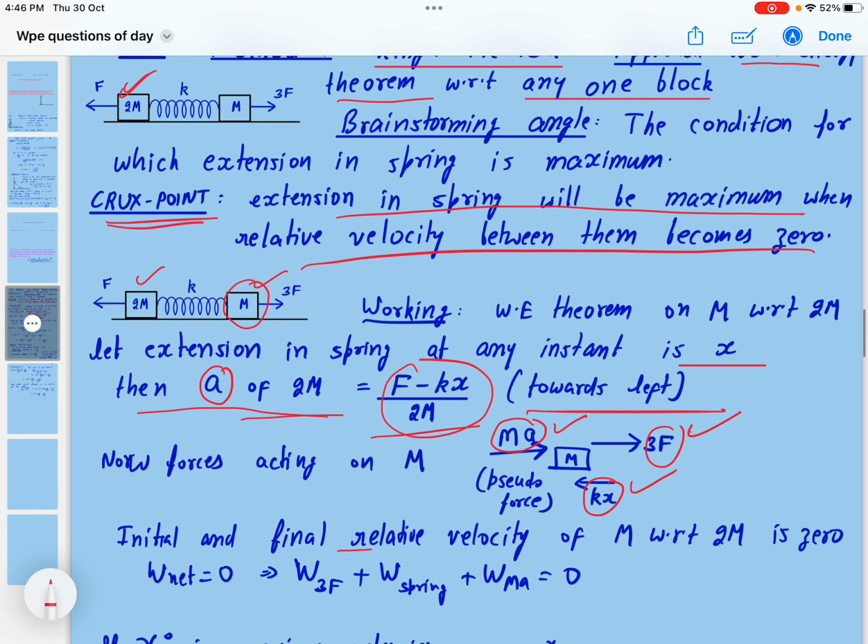So now, the initial and final relative velocity of m with respect to 2m is 0. The initial relative velocity is given as 0 only. The final relative velocity is also 0, right?